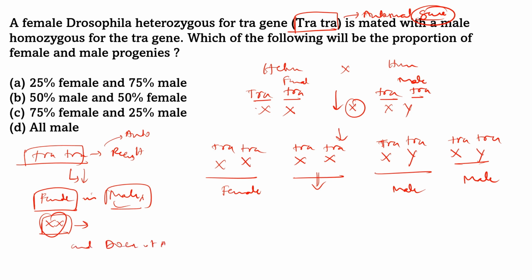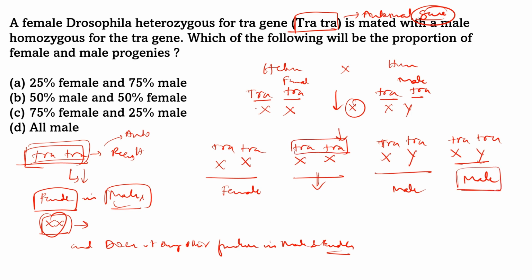And it doesn't have any other function in the males, both in males and females. Only it will transform females into males if it is present in the female, only in the homozygous recessive condition. So you can clearly observe the homozygous condition is also present in the male, but it doesn't have any function there, so it will be obviously male only. So here, since it is in the homozygous recessive condition and it is in the female, it will get transformed and the progeny which is formed will be male.